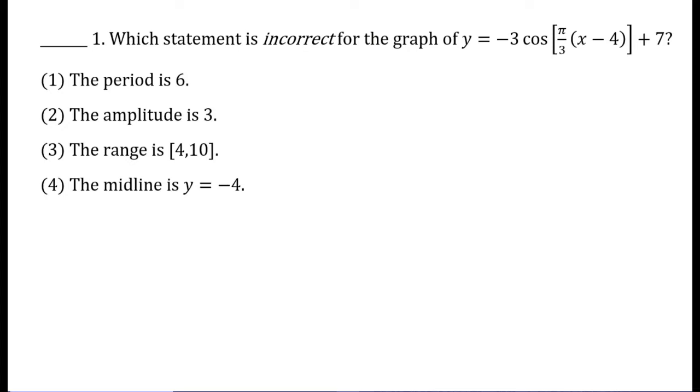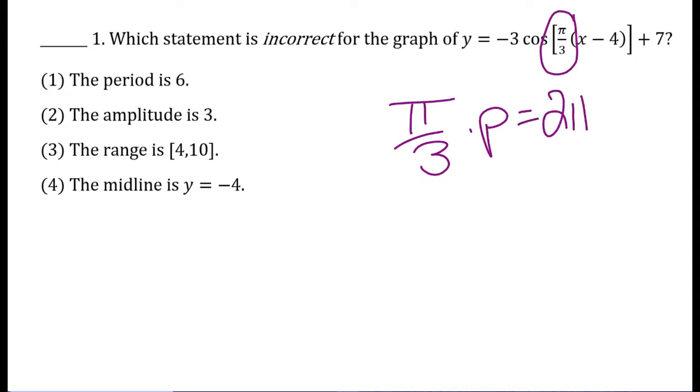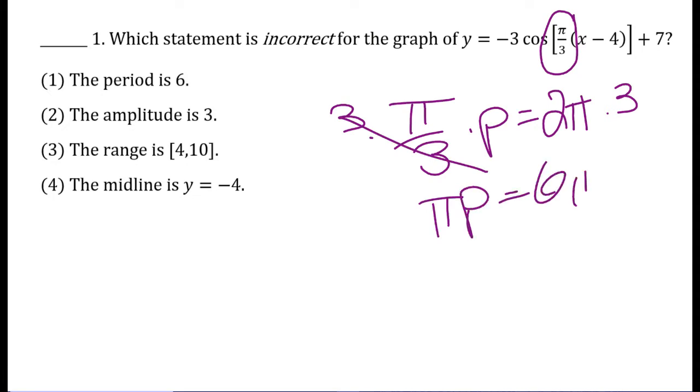Which statement is incorrect for the graph y equals -3 cosine of pi over 3 times x minus 4 plus 7? So, is the period 6 pi? Well, to find the period, we take the number in front of x, called the frequency, and say the frequency times the period will give us 2 pi. Well, pi over 3 times p equals 2 pi, so p equals 6. The period is 6. That is a true statement.